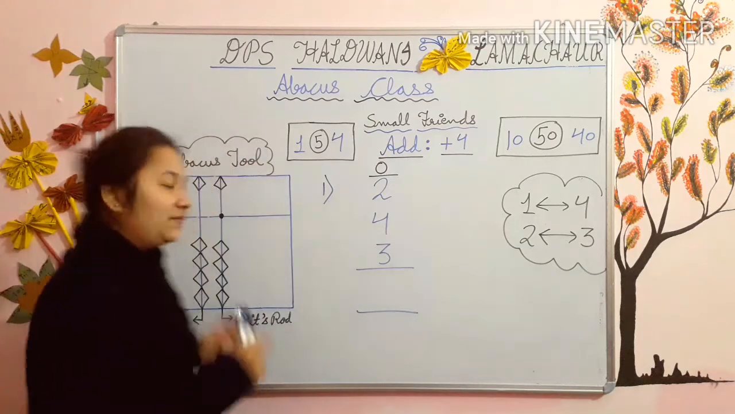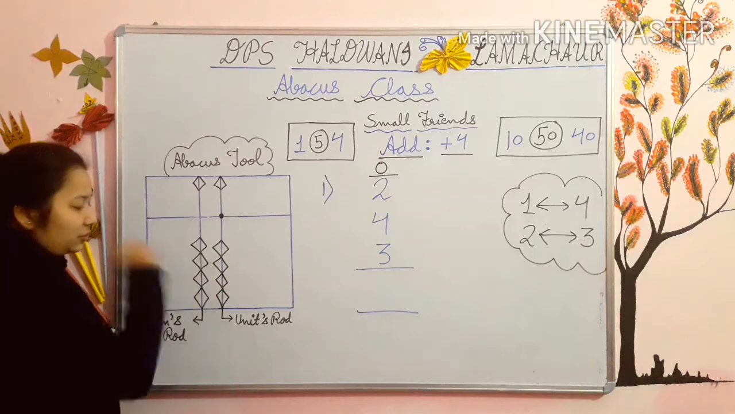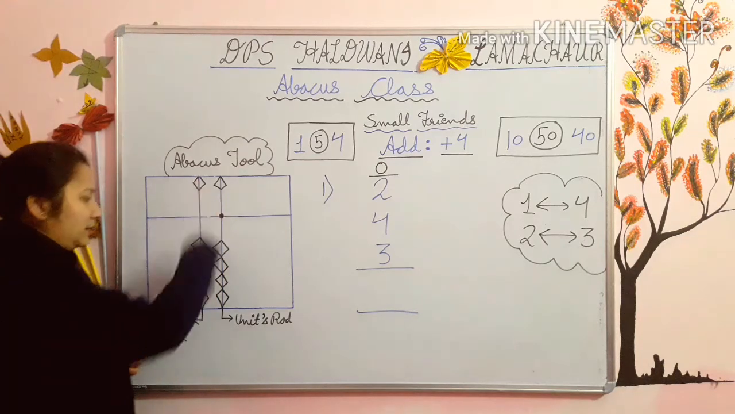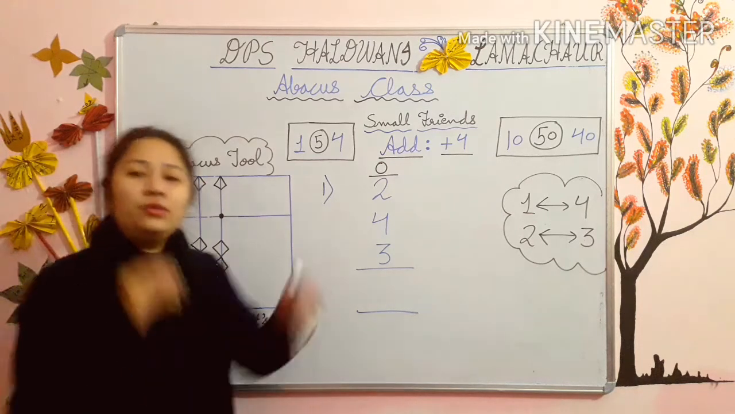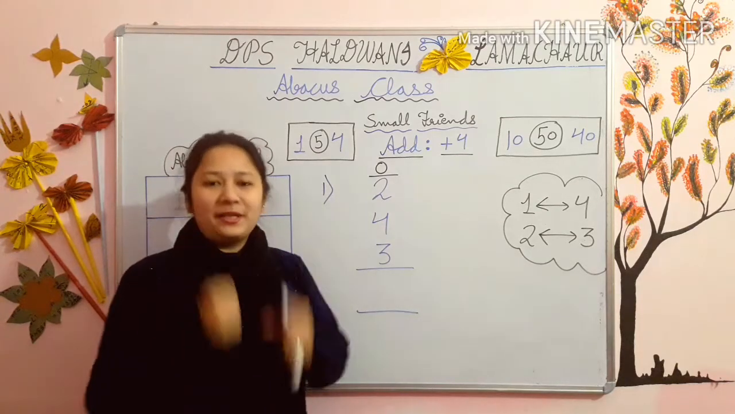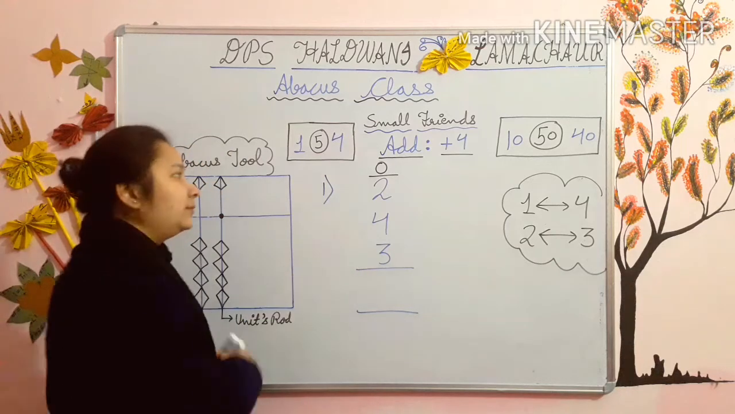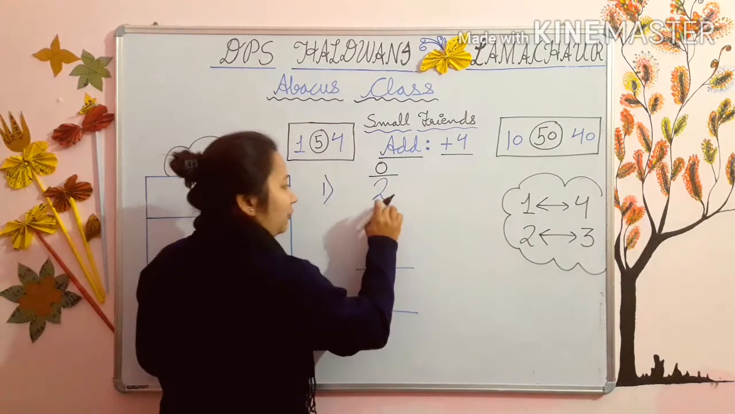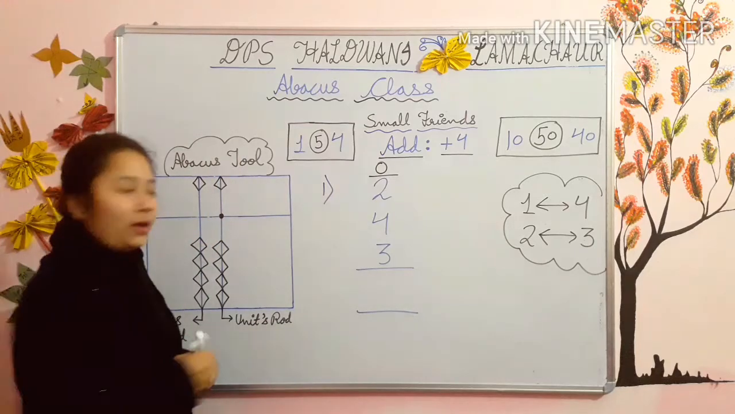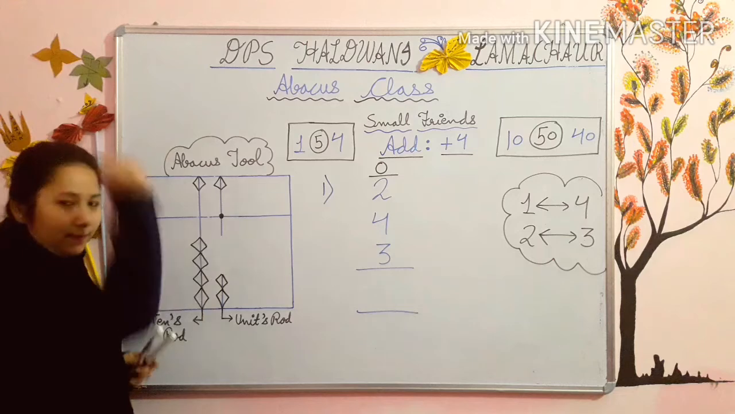As you can see, we don't use the whole tool. We only use these two rods and some beads. So you can make this tool at your home also with the help of a matchbox. So kids, let's start with our first sum. First of all, we have to add 2. Now add 2 in the units rod. See, 2 means put 2 beads up.